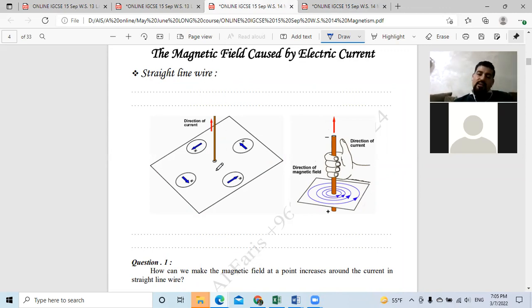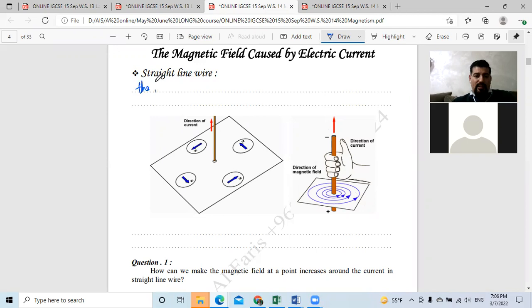For example, the magnetic field caused by electric current, first example, in the straight line wire. If I have a straight line wire, as the current passes, it produces a magnetic field. And how does this magnetic field look? They look like ripples, like waves, but with increasing distance. Here it's close, here a little bit farther, and much farther. So as we go away from this wire that has this current, the magnetic field gets weaker. Bravo. Correct.